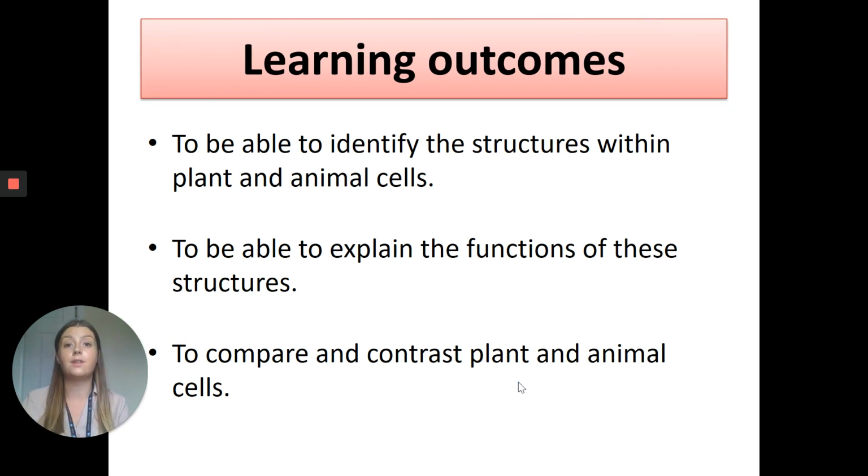Okay, so now learning outcomes. So to be able to identify the structures within plant and animal cells, to be able to explain the functions of these structures, and then to compare and contrast plant and animal cells. Okay, so they're the 3 things that we're going to be looking at.